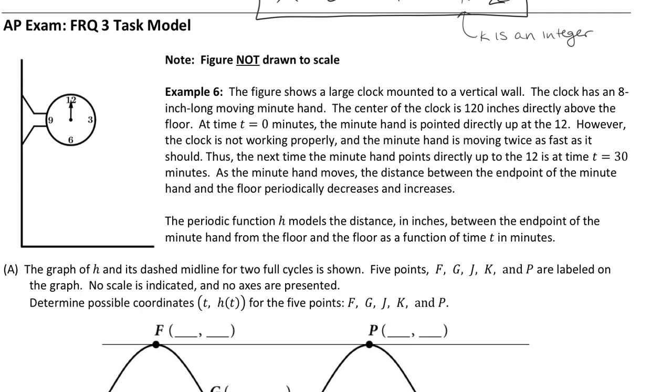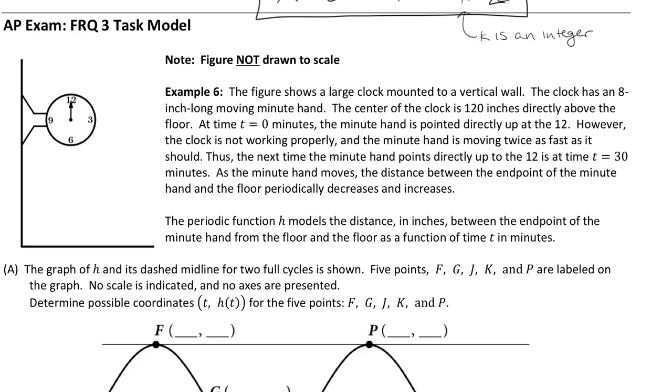Thus, the next time the minute hand points directly up to the 12 is at time t equal to 30 minutes. As the minute hand moves, the distance between the end point of the minute hand and the floor periodically increases and decreases. The periodic function h models the distance in inches between the end point of the minute hand and the floor as a function of time t in minutes.